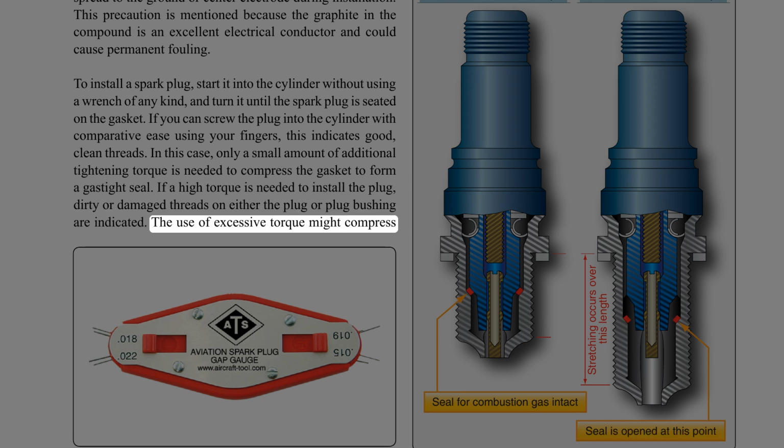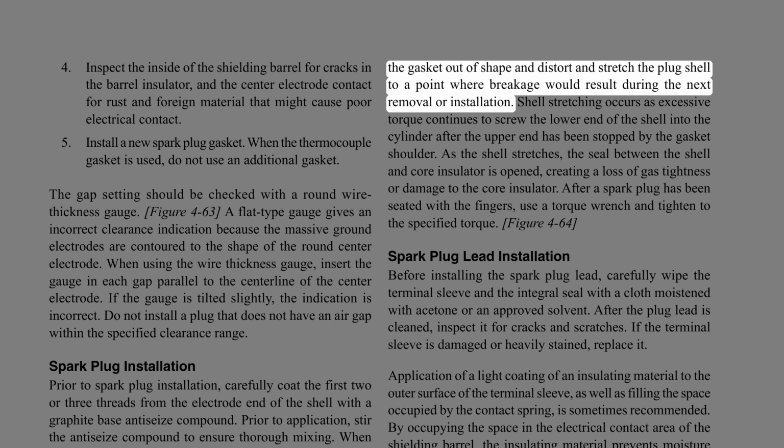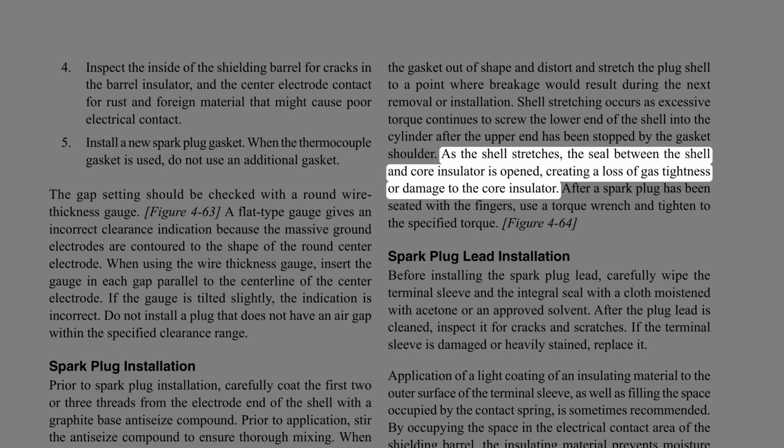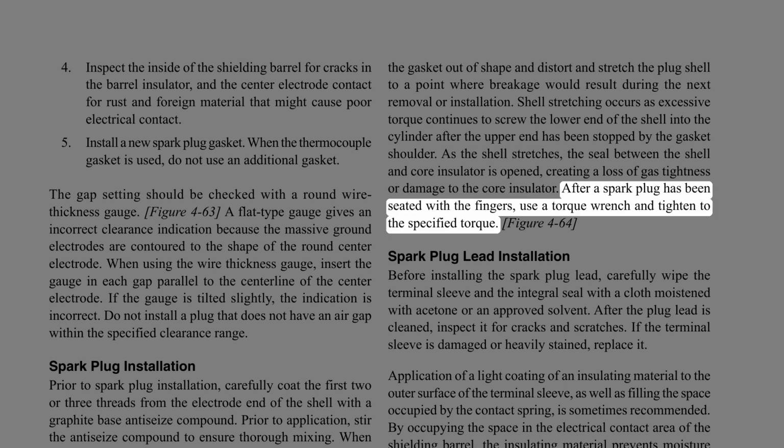The use of excessive torque might compress the gasket out of shape and distort and stretch the plug shell to a point where breakage would result during the next removal or installation. Shell stretching occurs as excessive torque continues to screw the lower end of the shell into the cylinder after the upper end has been stopped by the gasket shoulder. As the shell stretches, the seal between the shell and core insulator is opened, creating a loss of gas tightness or damage to the core insulator. After a spark plug has been seated with the fingers, use a torque wrench and tighten to the specified torque.